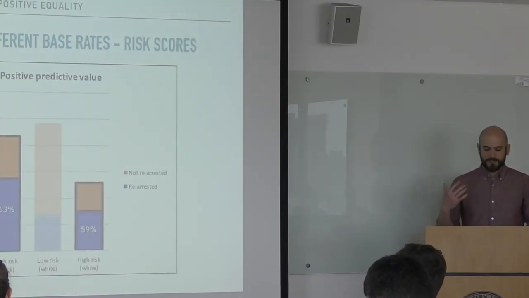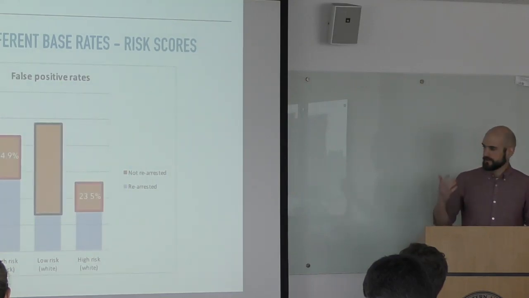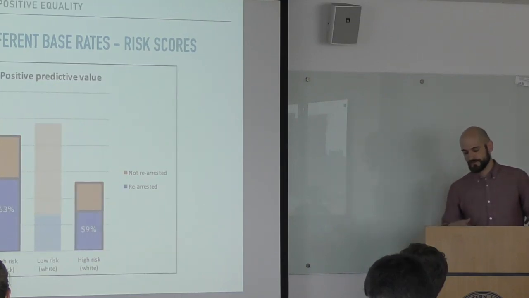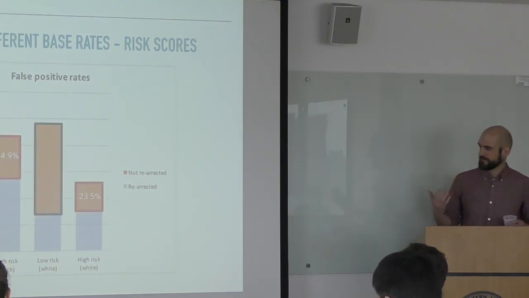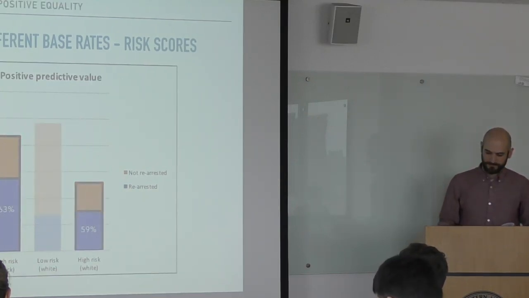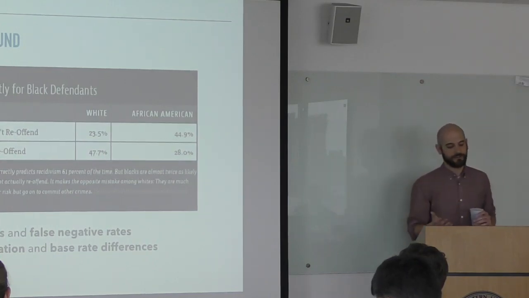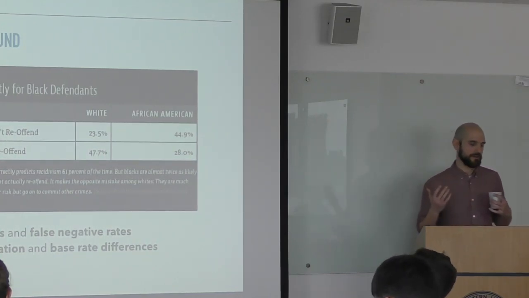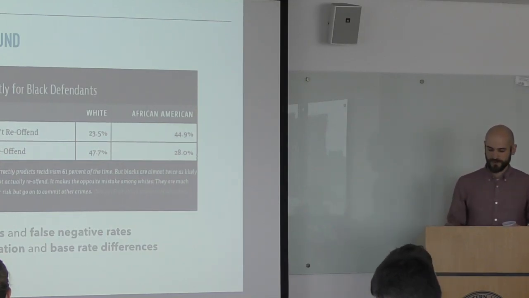So how that happened in the Compass case is you can see that while the high risk category has about equal chance of being correct for either class of defendants, because there are different shares of non-rearrested, the false positive rate is going to come out unequal. This is just visually trying to give you the intuition I gave to motivate the central impossibility. So again, what ProPublica found was false positive rates that were unequal as a result of calibration and base rate.